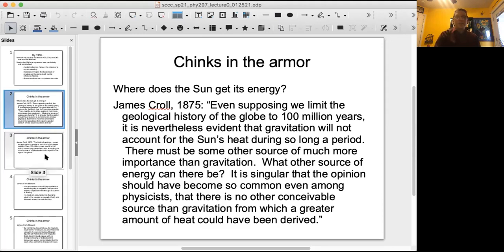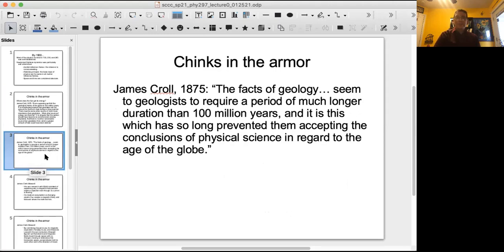So where does that 100 million years come from? He's saying the facts of geology seem to geologists to require a period of much longer duration than 100 million years, and it is this which has so long prevented them from accepting the conclusions of physical science in regard to the age of the globe. So physicists had accepted that the sun, due to gravitational collapse and contraction, was generating the energy, and that it couldn't have done so for that long a period of time.